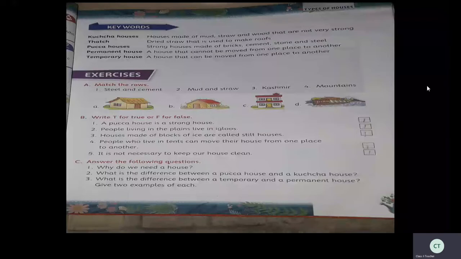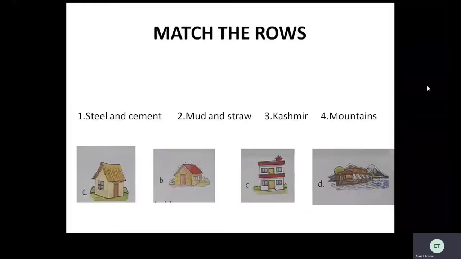Let us see. First one, match the rows. So here some words are given and some houses are also given. Let us match it, children. First, steel and cement, mud and straw, Kashmir, mountains. So 4 types of houses are given here. The first one is steel and cement, which is matching to that, children. Find out steel and cement. Yes, children. This type of houses we make with steel and cement.